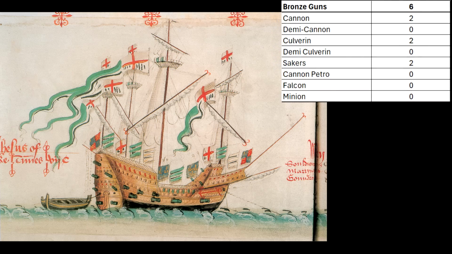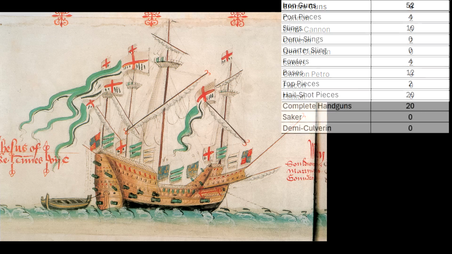But the bronze gun heavy anti-ship firepower? Yeah, that's dropped a lot. We have less than half as many bronze guns as on the Mary Rose. We have no demi-cannon. Cannon and culverin numbers are the same, though. We also have no demi-culverin, whereas the Mary Rose had 6. We've still got a pair of Sakers and nothing below that, whereas the Mary Rose had a Falcon.